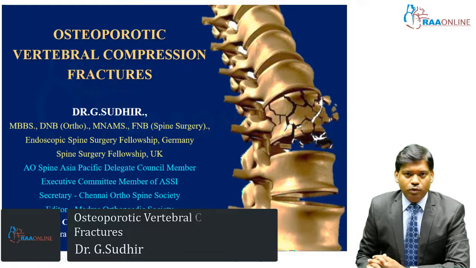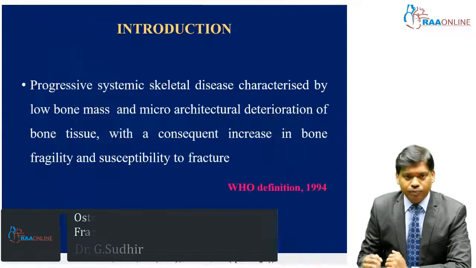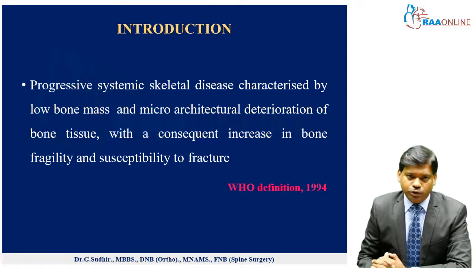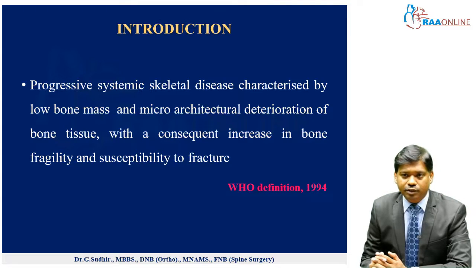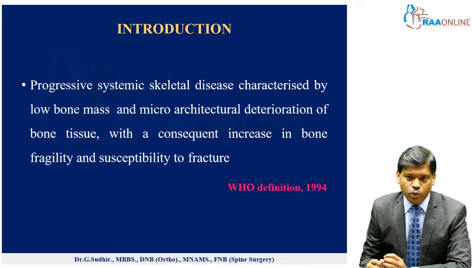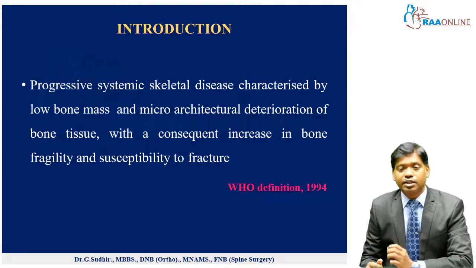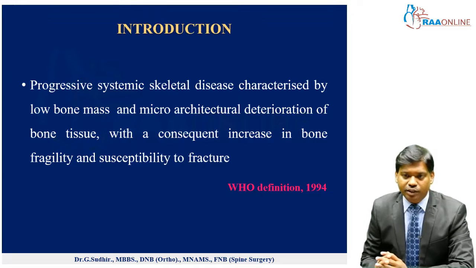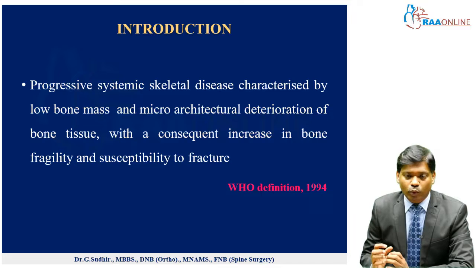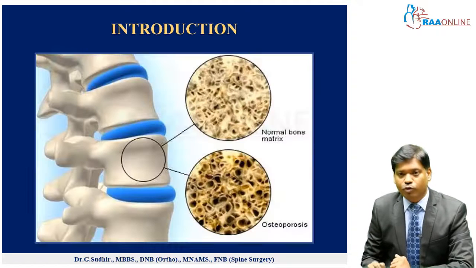In today's module, we will be discussing osteoporotic vertebral compression fractures. So what is osteoporosis? Osteoporosis is a progressive systemic skeletal disease characterized by low bone mass and microarchitectural deterioration of bone tissue, with a consequent increase in bone fragility and increased susceptibility to fracture, which means a reduction in the bone mineral density, thereby the bones become very weak and susceptible to fracture.